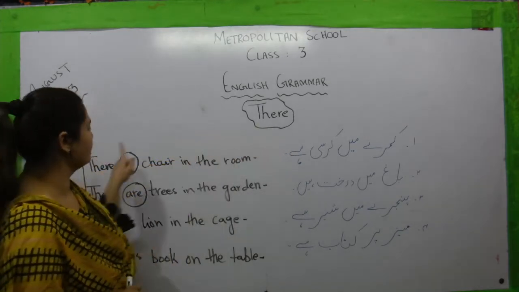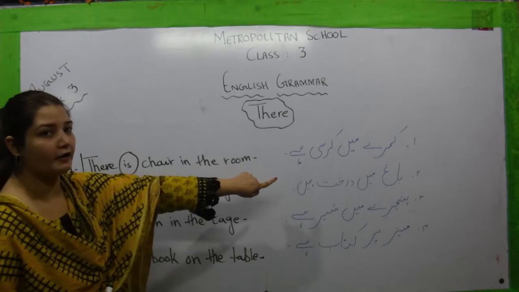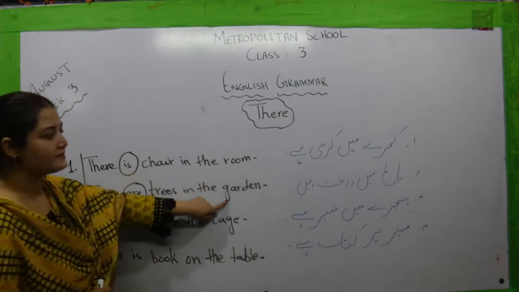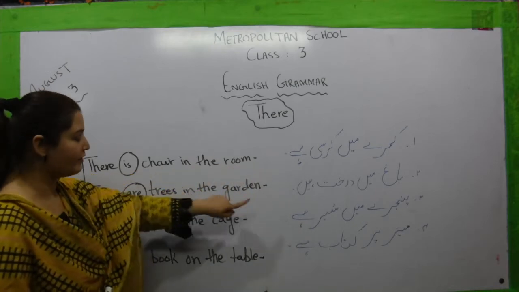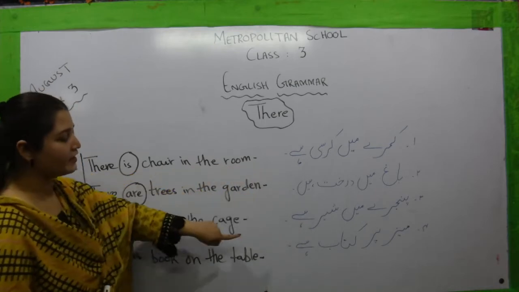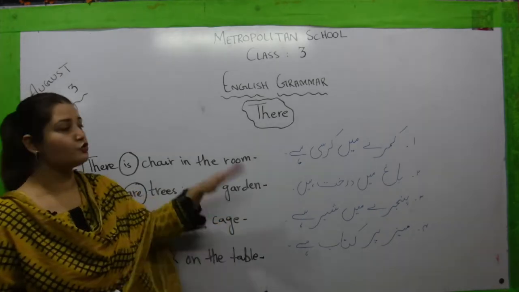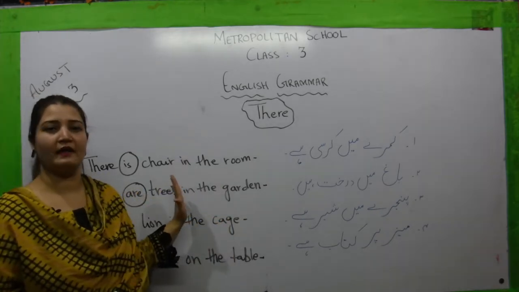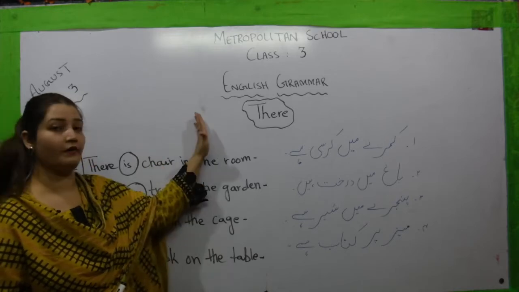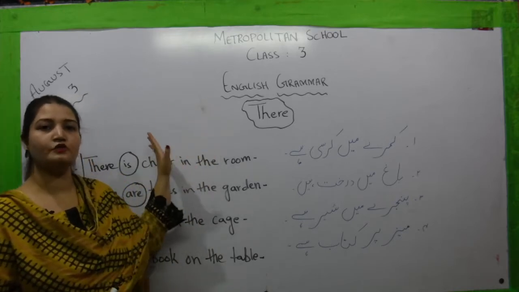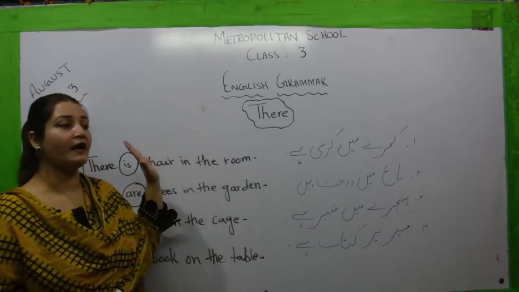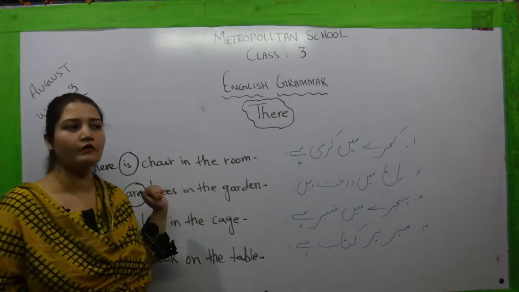कमरे में कुर्सी है. There is chair in the room. बाग में दरख्त है. There are trees in the garden. पिंजरे में शेर है. There is lion in the cage. मेज पर किताब है. There is book on the table. So these are some very simple and easy uses of there. You must learn these uses, you must memorize these things, and you must copy down this work in your copies.